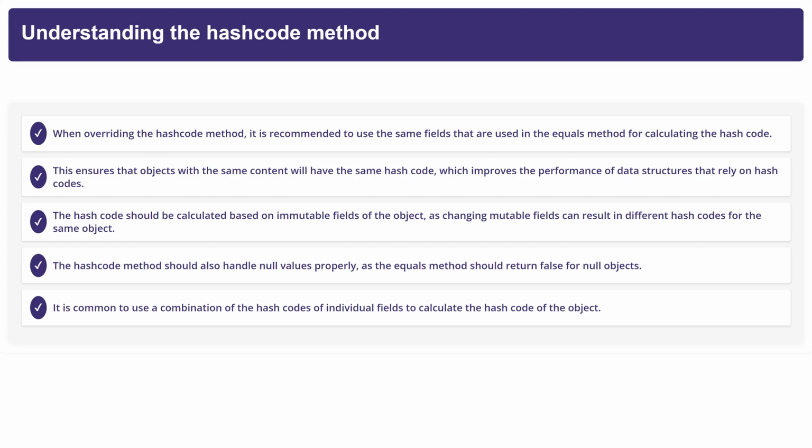When overriding the HashCode method, it is recommended to use the same fields as the equals method for calculating the hashcode. The hashcode should be based on immutable fields and handle null values properly. Combining hashcodes of individual fields is a common approach.